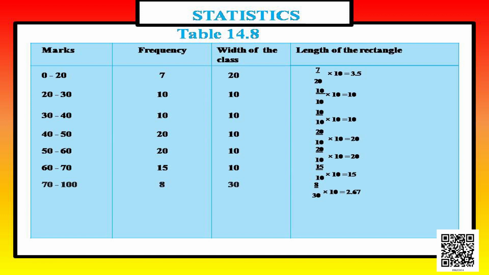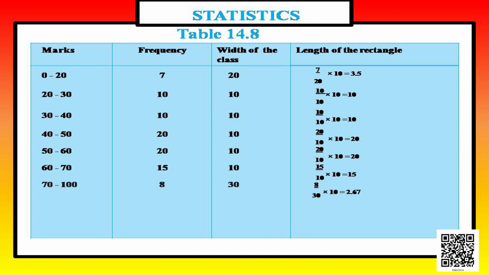For the next column also we have to go on doing the same, but since the width is 10, this will be 10 by 10 into 10, result will be 10. Third one is also the same, 10 by 10 into 10, so the result will also be the same. But the last one, just check, the frequency is 8, and since the class width is 30, 8 will be divided by 30 and then multiplied by 10 to get the adjusted frequency 2.67. And according to this frequency, we draw the histogram.